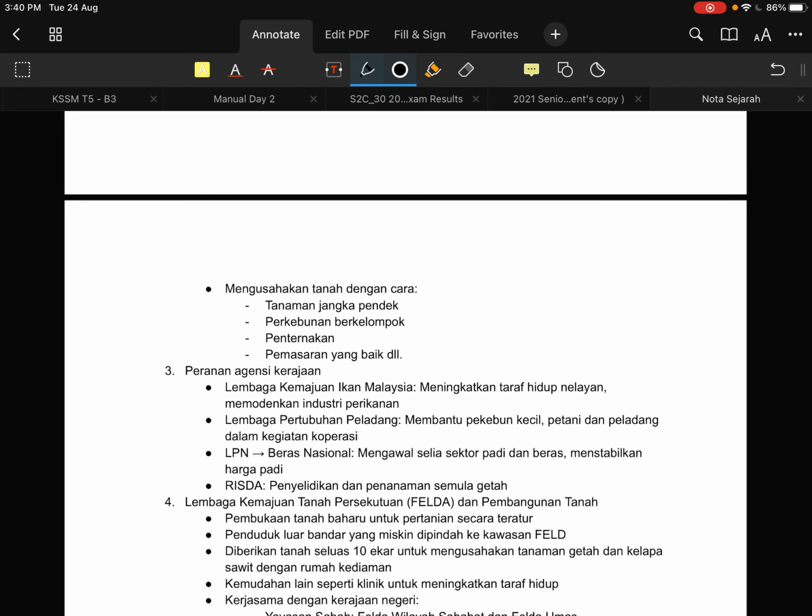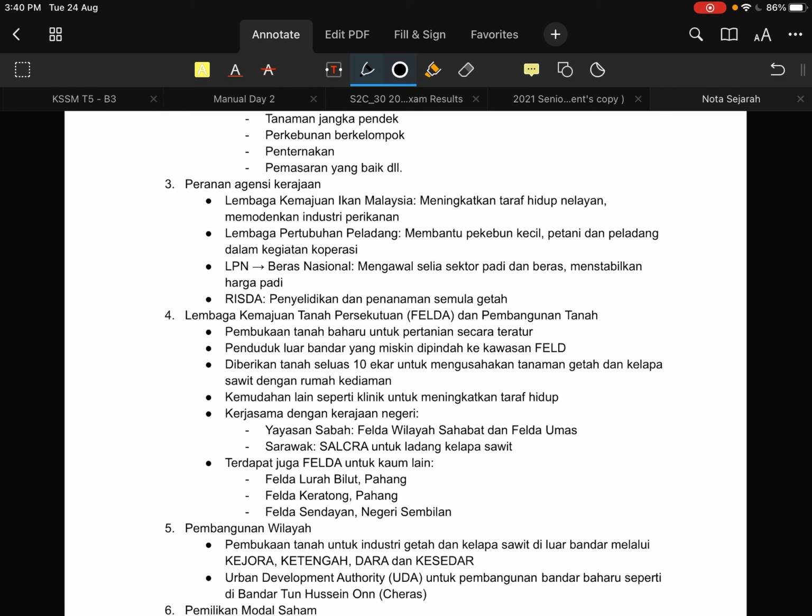So there are some agencies that help to develop this country to help with DEB. So there are four main examples. Number one is LKIM, or for fish, Lembaga Kemajuan Ikan Malaysia. So that one is to increase the quality of life of fishermen and to make the fishing industry more modernized, to make it more better for society. So that's LKIM.